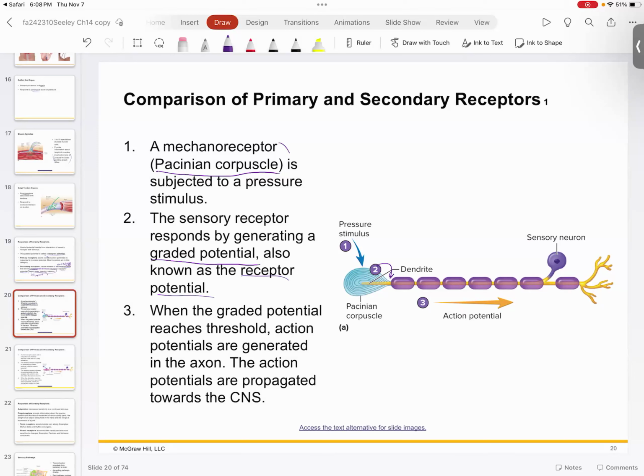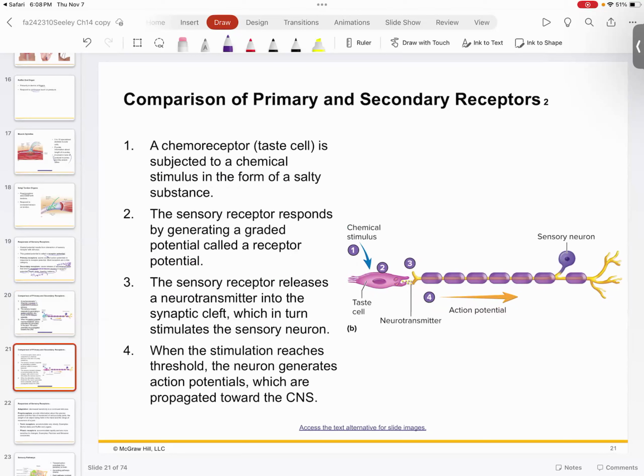And then ultimately, when that graded potential reaches threshold, we all know what happens then. We learned about that in chapter 11. Then the action potentials will trigger, and they'll start to move down the axon to the central nervous system. And so that's basically how you ignite that primary receptor.